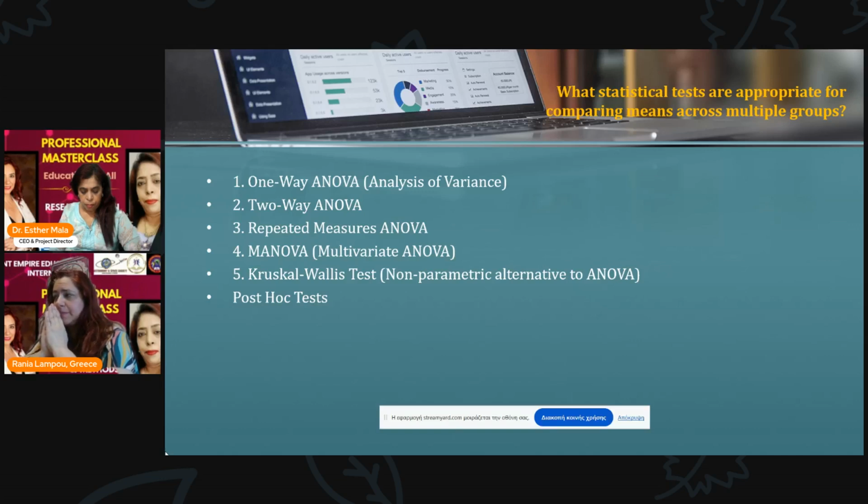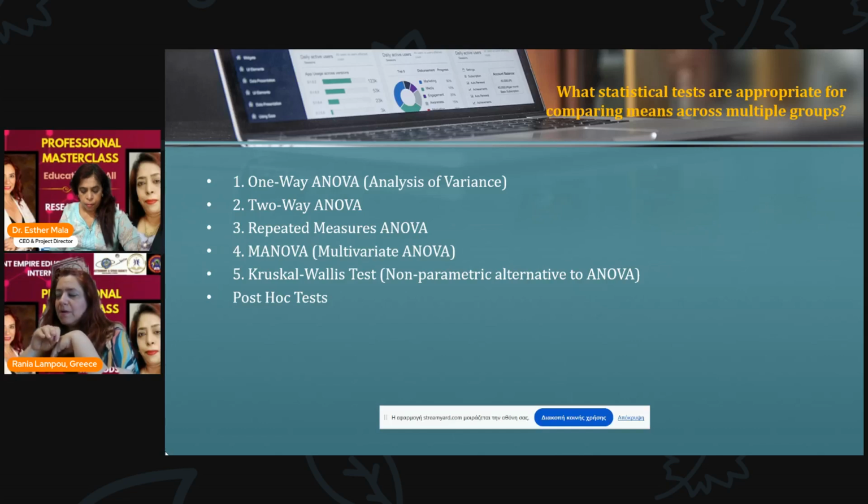Kruskal-Wallis test, the nonparametric alternative to ANOVA. We use this when the assumptions of ANOVA are violated, so there is no normal distribution or there are unequal variances. This test compares medians across multiple groups. For example, we want to compare customer satisfaction ratings across four different stores, which is ordinal data.